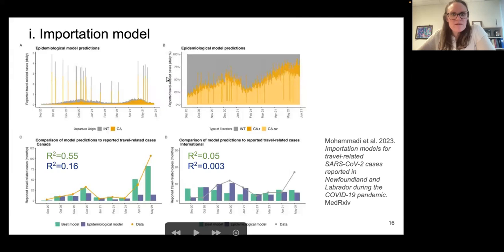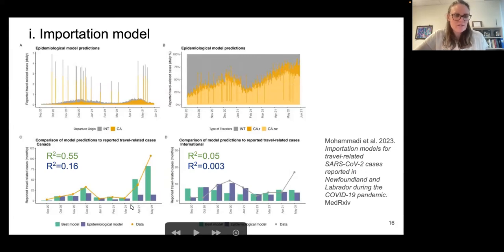So then we compare, that's just the model predictions. If we aggregate the predictions over each month, we can compare to the reported. So the reported is the yellow line here for Canada. Remember I said my best model was a statistical model that multiplied travel volume by infection prevalence and explained 55% of the variance. That's the green bars here. So you're seeing the difference between the predictions and the actual model. And then the epidemiological model, it's worse because it only explains 16% of the variance.